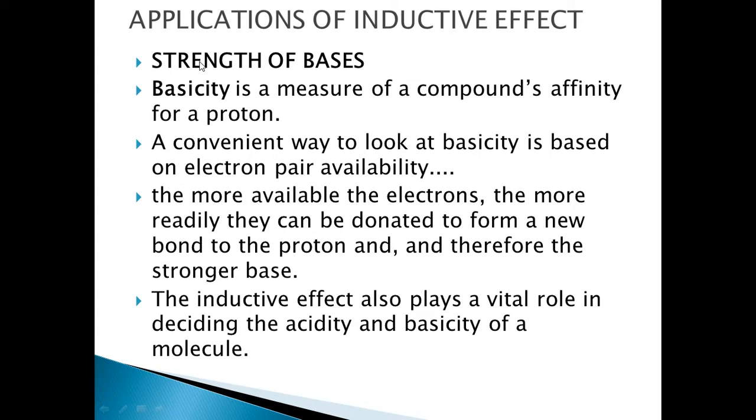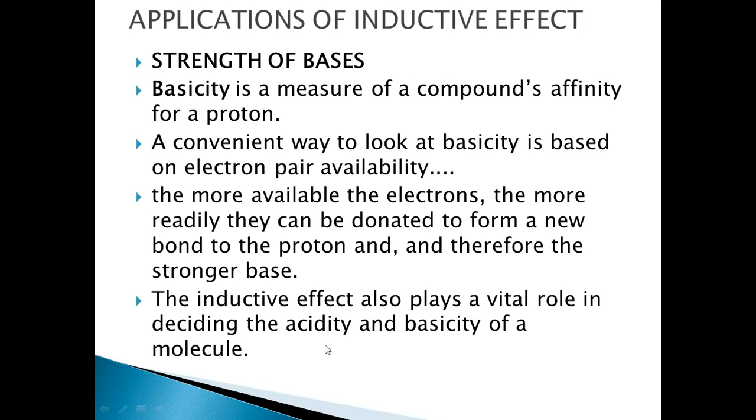Another application is the strength of bases. Basicity is a measure of a compound's affinity for proton. And a convenient way to look at this is based on electron pair availability. The more available the electrons, the more readily they can be donated to form a new bond to the proton, and therefore, the stronger the base.